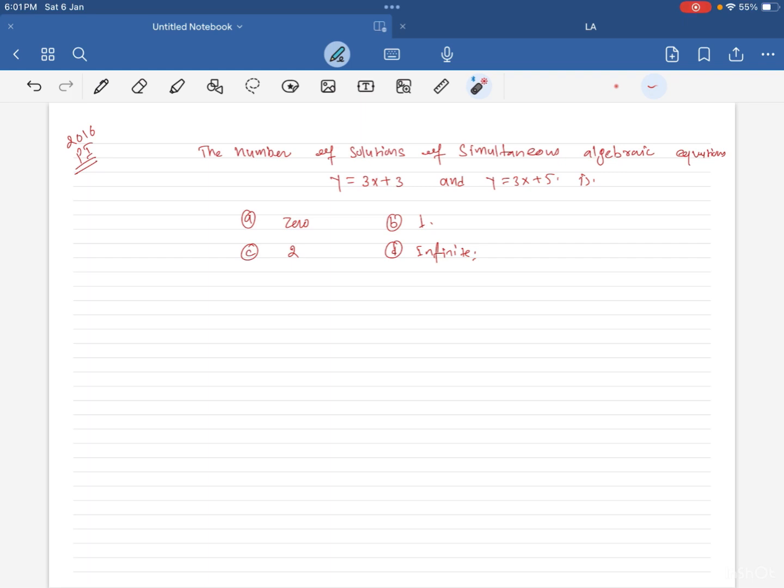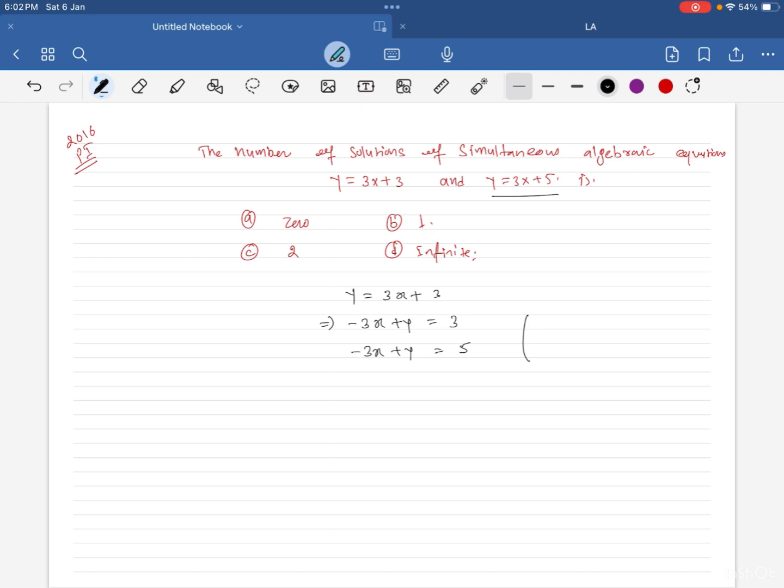The number of solutions of the simultaneous algebraic equations y equals this and y equals this is: so you can look at this and say what would be the solution. We will have 0 solutions, 1 solution, 2 solutions or infinite solutions. So we can write y = 3x + 3 as minus 3x plus y is equal to 3, right? And similarly we can write the other equation as minus 3x plus y is equal to 5.